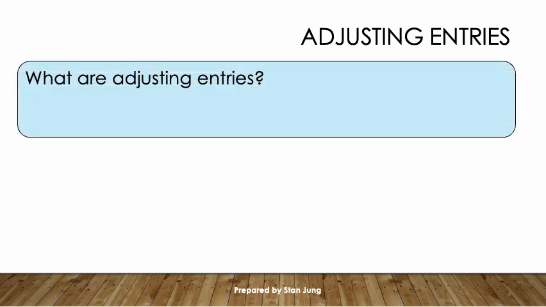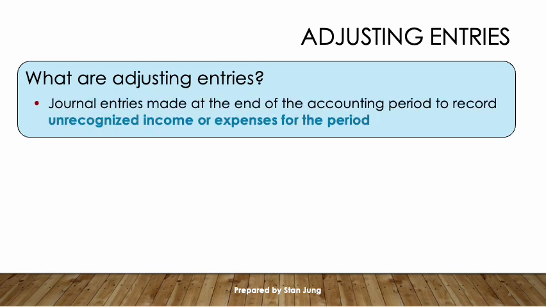So what are adjusting entries? I'm actually going to give you the definition of adjusting entries in two parts. Part one, I'm going to give you now. I'm going to explain why we need to make adjusting entries, and then I'll give you a more full explanation a little bit later in this presentation. So part one of my explanation, these are journal entries made at the end of the accounting period to record unrecognized income or expenses for the period.